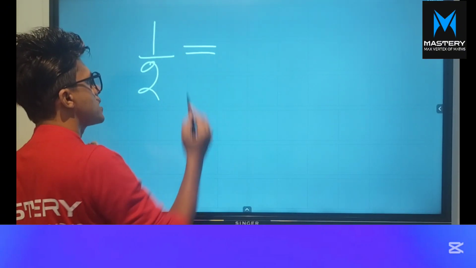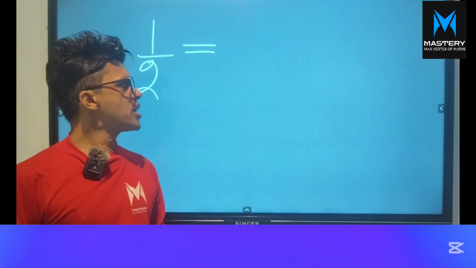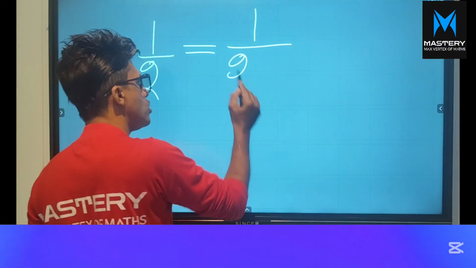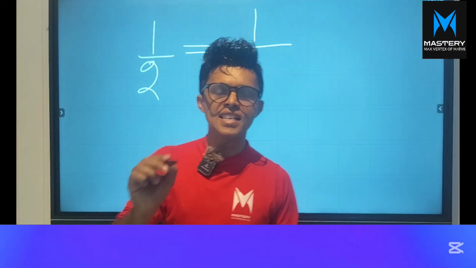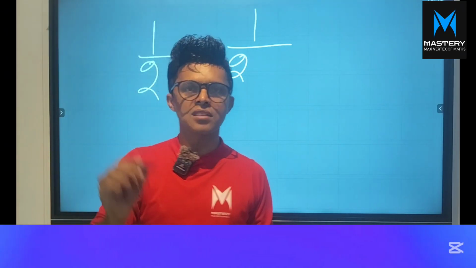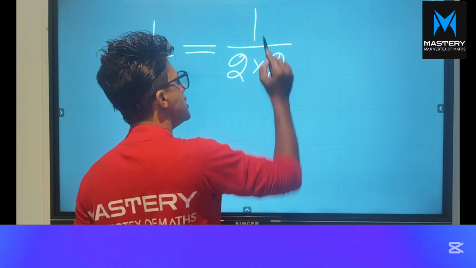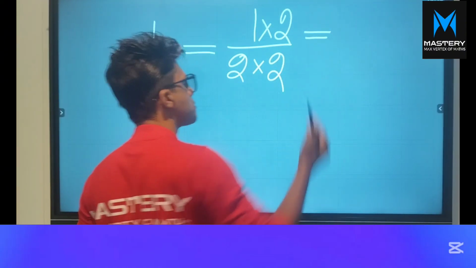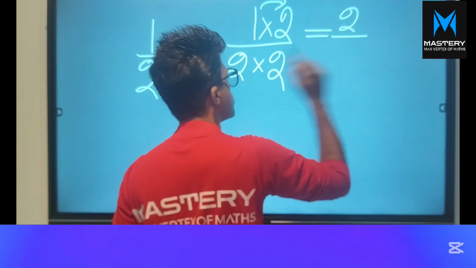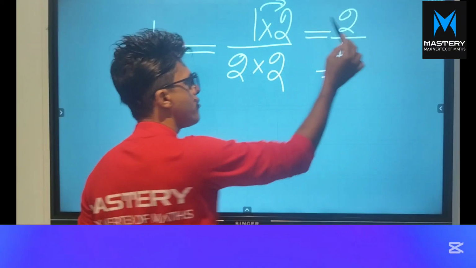Then how can we write an equivalent fraction to this half? The way of writing equivalent fractions, same value, can be done by multiplying the denominator by 2, and the numerator as well, you could multiply using 2. Here 1 times 2 is 2, 2 times 2 is 4. Now you know that half equals 2 over 4.